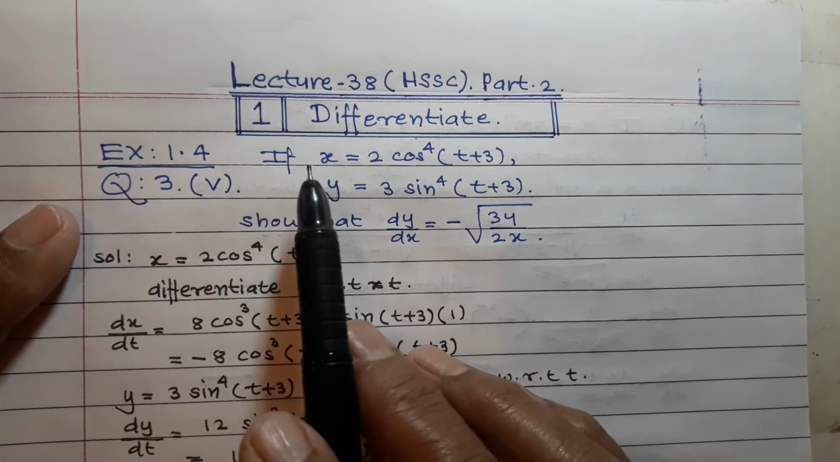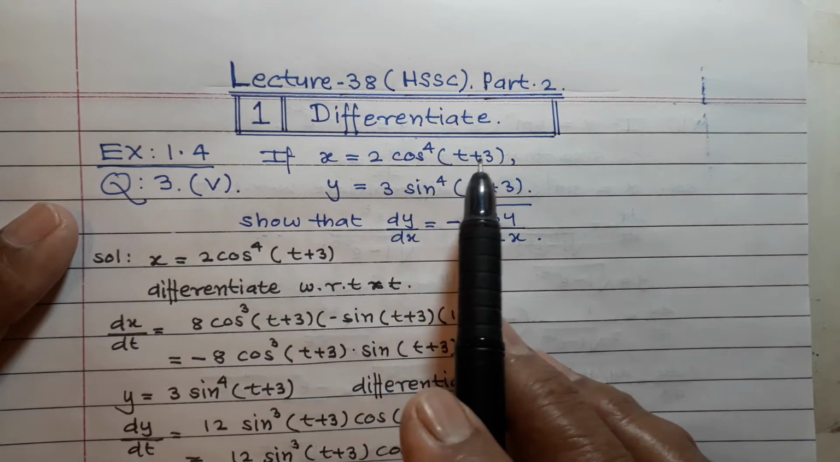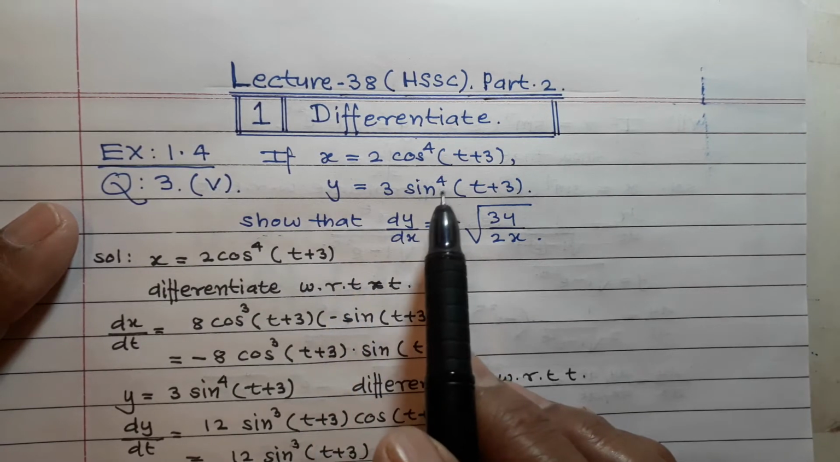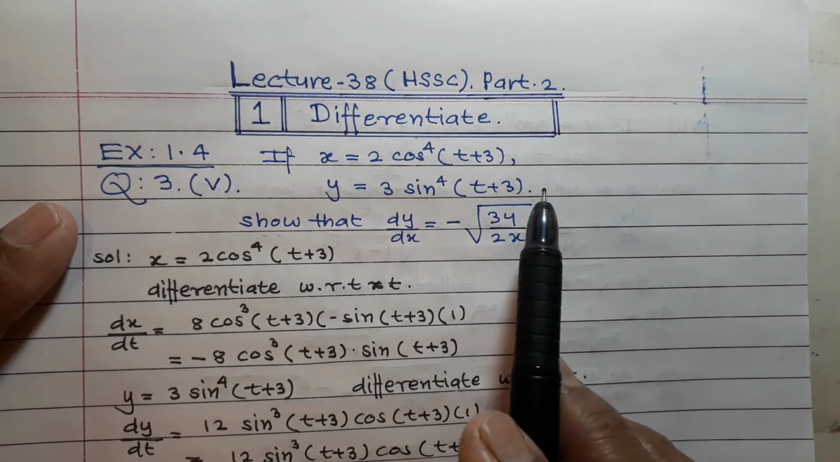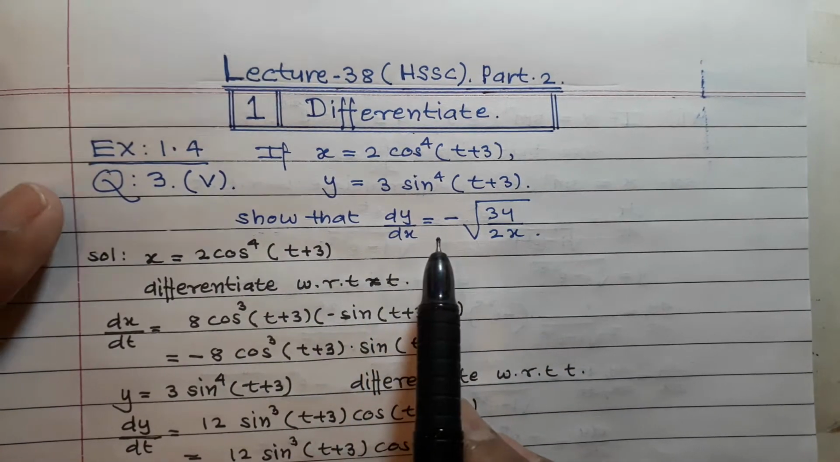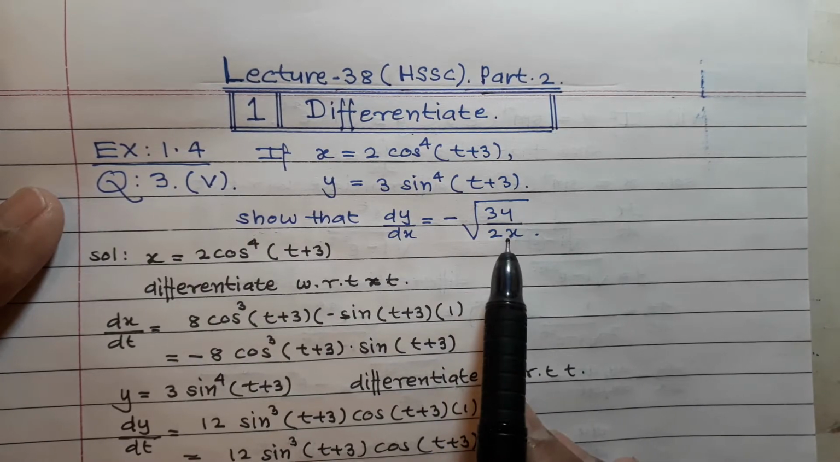If x is equal to 2 cos^4(t+3), y is equal to 3 sin^4(t+3), show that dy/dx is equal to minus root(3y) upon 2x.